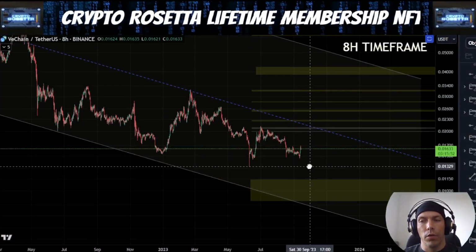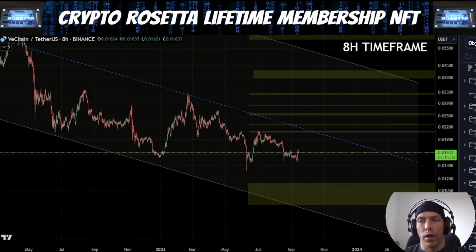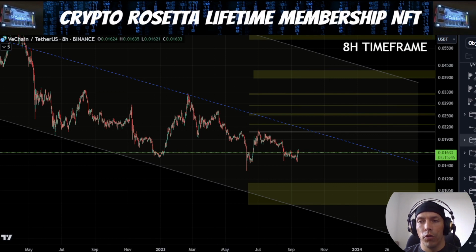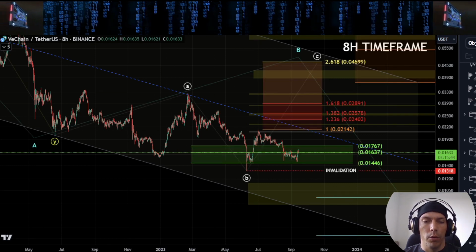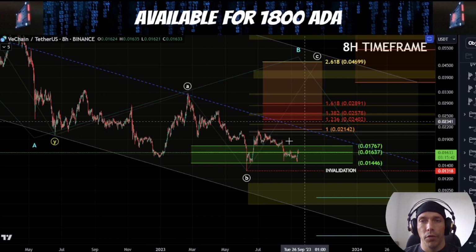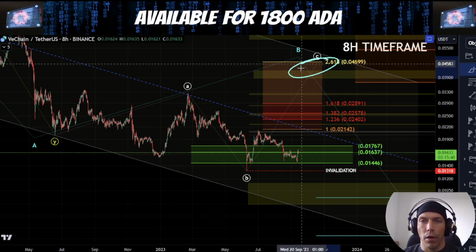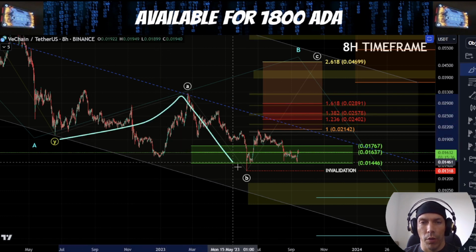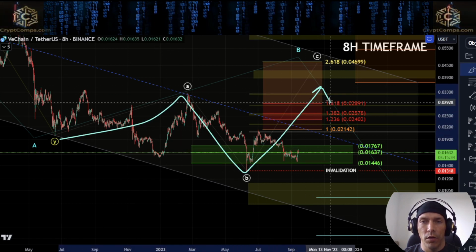Okay, before we jump into the lower degree counts, we're going to discuss a couple of the ways that we are looking at this move currently. Now, within the bullish count here, what we would be saying is that we are looking for a bit of a push to the upside, where we could potentially be looking for this C wave to play out. This would be treating this whole move as a bigger A, B, and a C pattern to the upside.